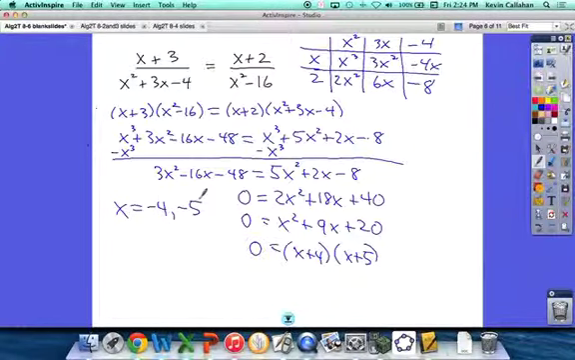Okay, but here's an example of the extraneous. If I plug negative 4 here, I'm going to get 16 minus 16 is 0. So that's extraneous. If I say negative 4 squared minus 16 equals 0, that means that that one right there is extraneous. That means the only answer is negative 5.